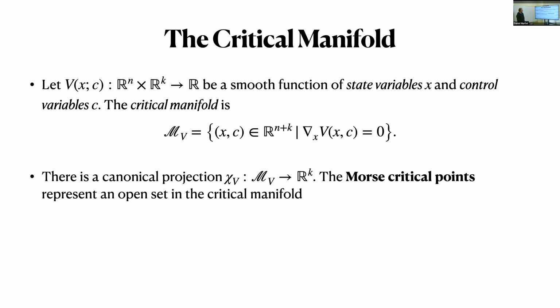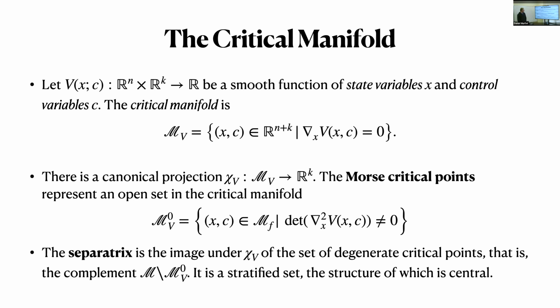So that's a Morse function. A critical point is a Morse critical point if the Hessian is non-degenerate, right? Well, what's the condition for a critical point to be Morse? It's that the Hessian is non-degenerate, as I said. That's an open condition, right? So there's an open set in the critical manifold consisting of Morse critical points.